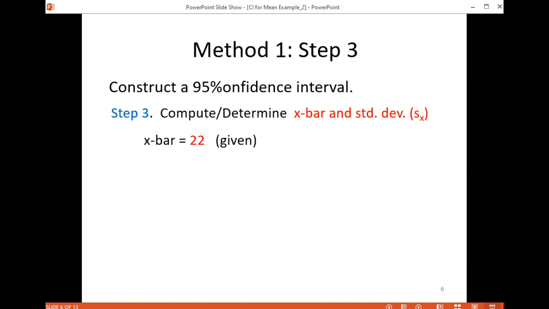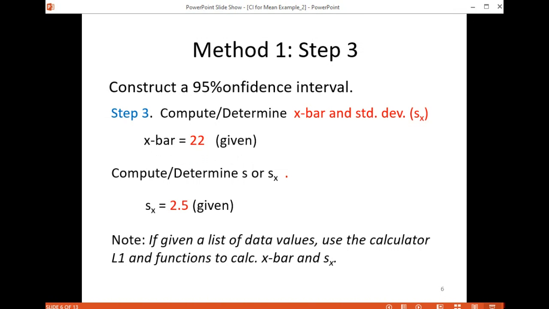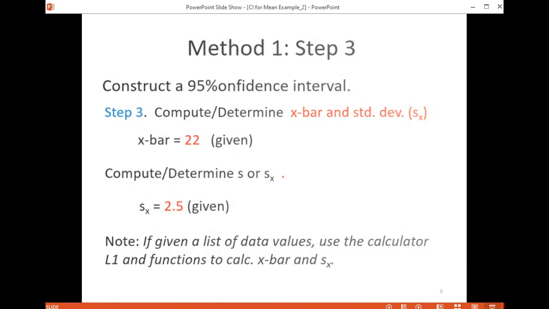Okay, X bar is equal to 22. That was given. Now we have to compute or determine S, and that was also given. It was given to be 2.5. And this is the note that I have at the bottom is just what I described, that sometimes you might be given the data values and you have to actually compute X bar and Sx.